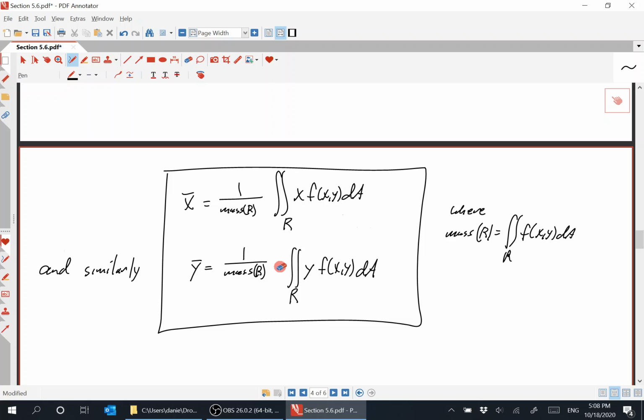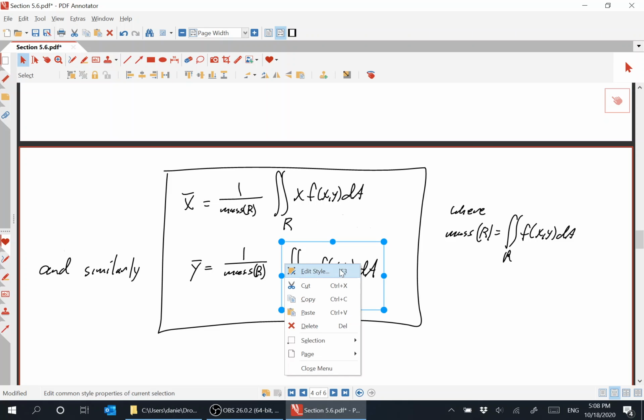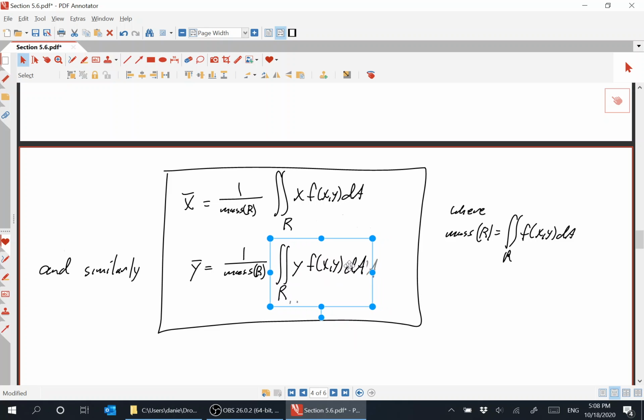Okay, so here, they're really easy to remember. Not equals, this is times. They're just 1 over the mass, double integral y f x y, and 1 over the mass, double integral x f x y, where mass is just the double integral of f.